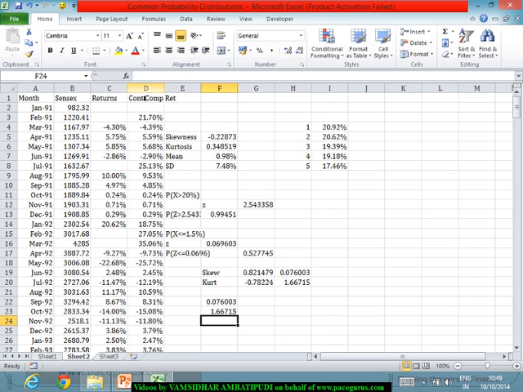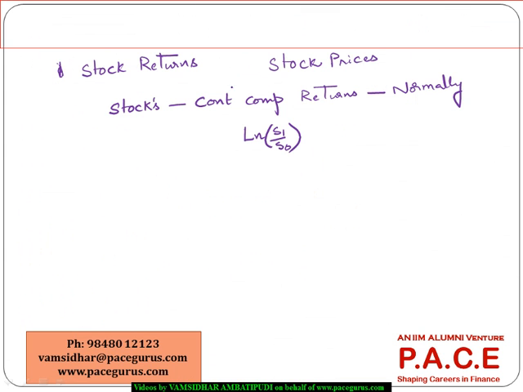Now, the point for me here is, if the stock's continuously compounded return is normally distributed, then I can say that the future stock price of this particular asset is going to be log normally distributed.